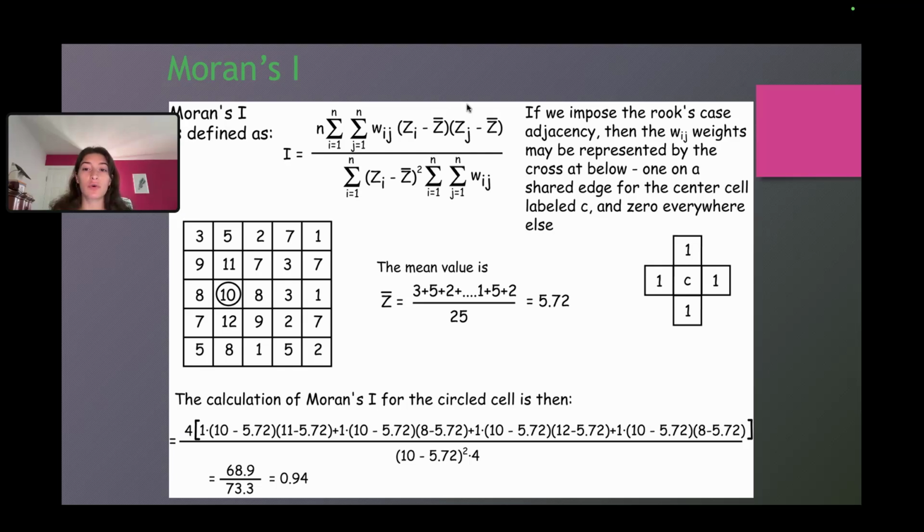Again, you can see over here this equation, and this is giving you an example of using the rook's case versus the king's case. I won't get into this, but I'll leave this for you guys to pause on if you want to better understand the actual mathematics behind it.